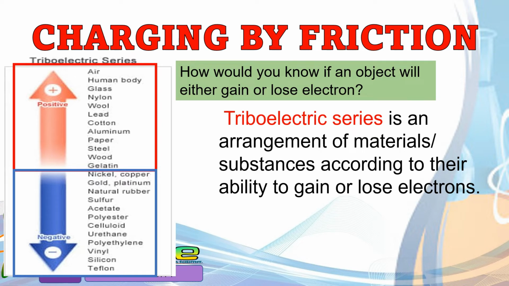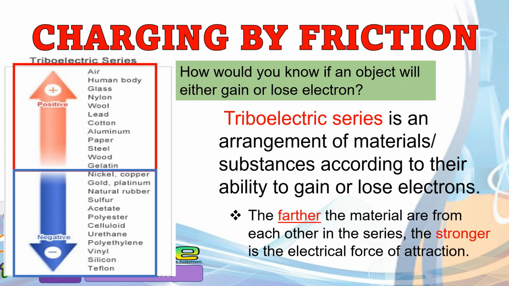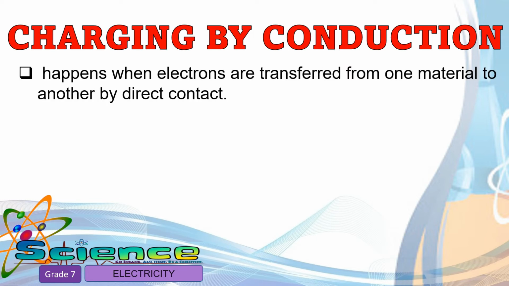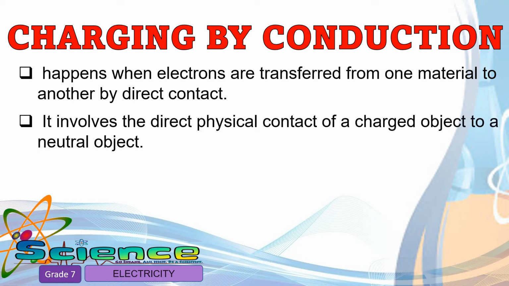The strength of the electric force between the objects depends on the distance between them. The further the materials are from each other in the series, the stronger is the electrical force of attraction. The next process is the process of conduction. Charging by conduction happens when electrons are transferred from one material to another by direct contact. It involves the direct physical contact of a charged object to a neutral object.